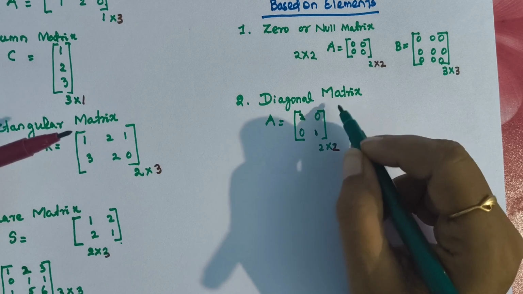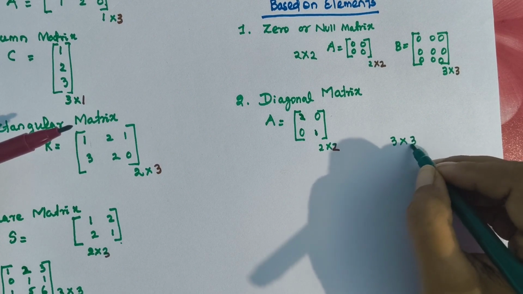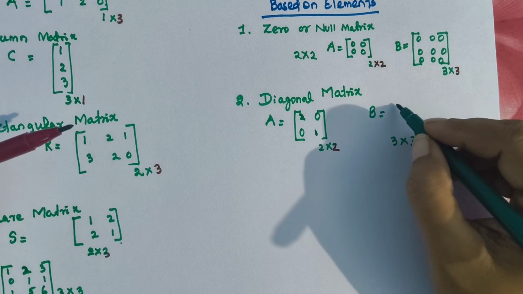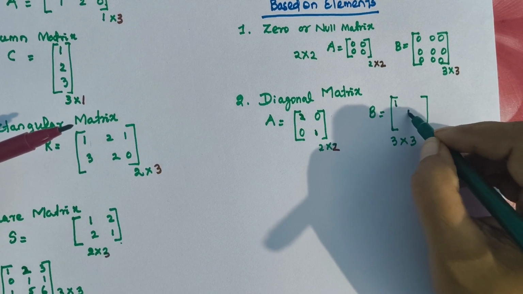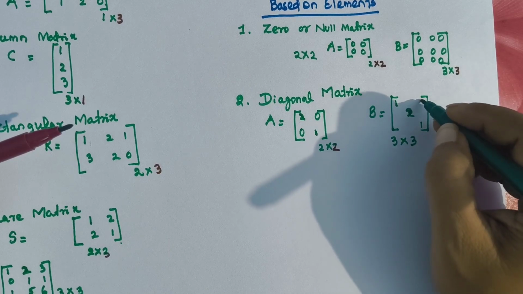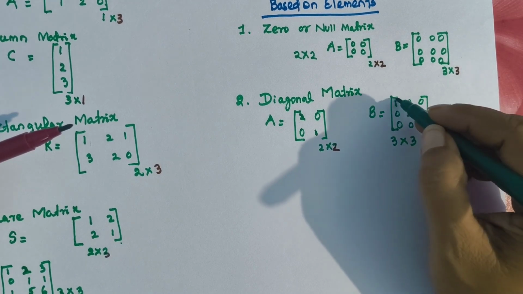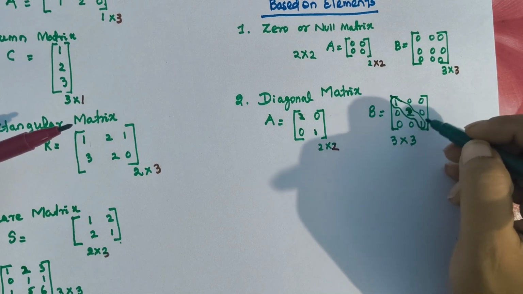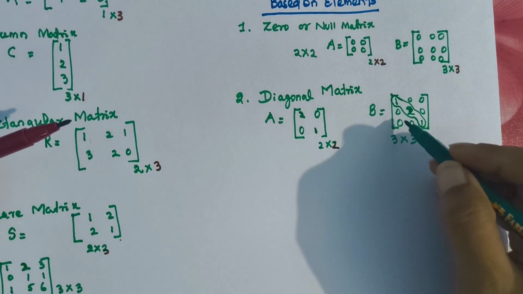It is also called a diagonal matrix. If it is a 3 by 3 diagonal matrix, let's suppose B is a 3 by 3 diagonal matrix, then we can write it like this: 1, 2, 1 on the main diagonal, and 0 elsewhere. You can see that the main diagonal has the elements and the rest of the off-diagonal elements are 0. So this is known as a diagonal matrix. It is a square matrix.